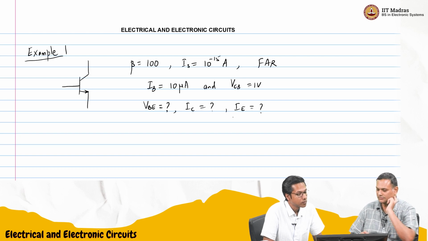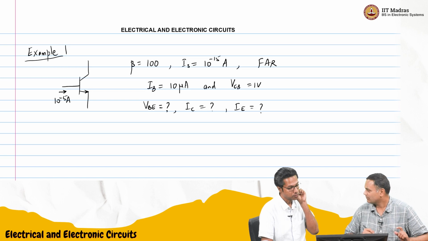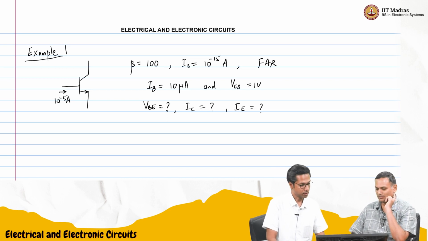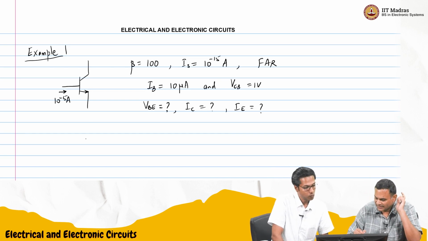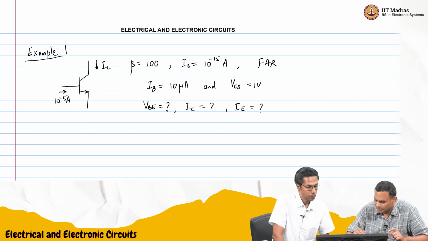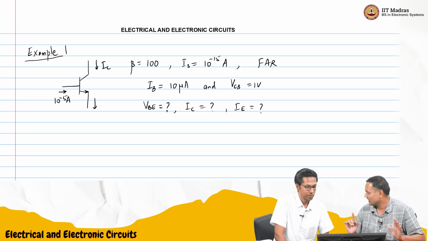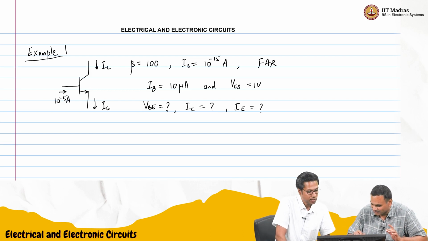So we know IB is 10 microamperes, which is 10 power minus 5 amperes. Easy way I can imagine: IC is beta times IB, so we can find out IC. And then IE is IC plus IB, so beta plus 1 times IB. These two are very straightforward.